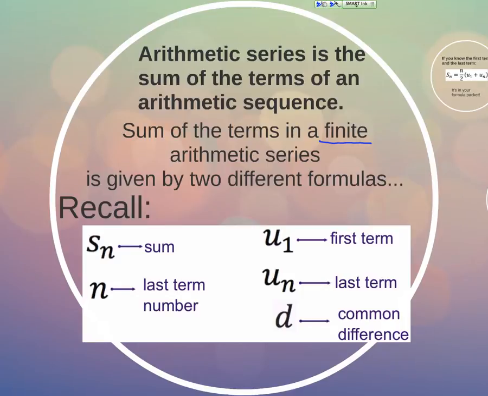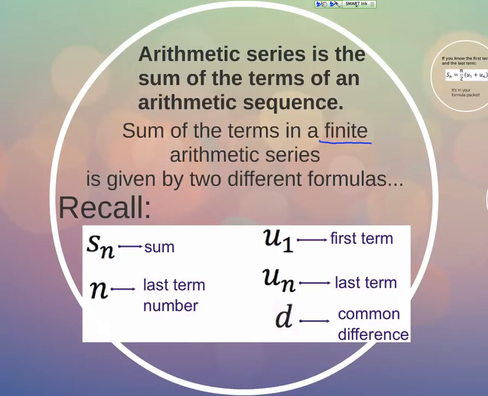Like I was saying earlier, maybe it's the first 50 terms or the first 10 terms or whatever it happens to be. All this stuff you already pretty much know. What may be new is the fact that S stands for sum, and we did talk about that right before winter break. N is the term number. When we talk about series, especially arithmetic series, because we're talking about a finite group of numbers here, N is going to stand for our last term number. So if it's the first 50 terms, then we'll have 50 there.